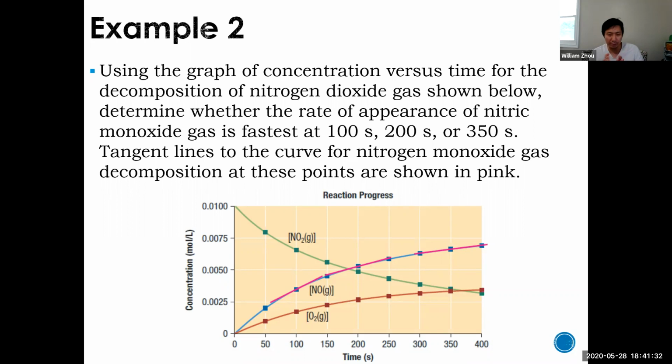Okay, if you look at the pink tangents, those are the ones I want you to compare. So which one would have the fastest rate of change? Just tell me. 100, 200, 350.